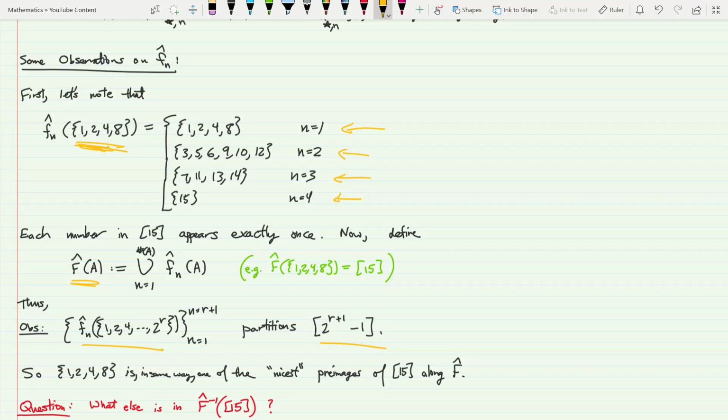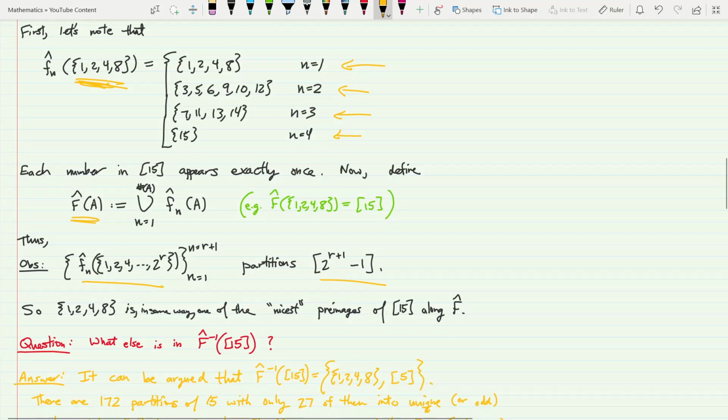So the question here, which I think is a nice central question to start off, is what else maps to {15}? So what else is in this preimage, F hat inverse of {15}? It's maybe a good idea to stop and think about this for a little bit. Is there anything else in here? Okay, it turns out there is, and it is {5}.